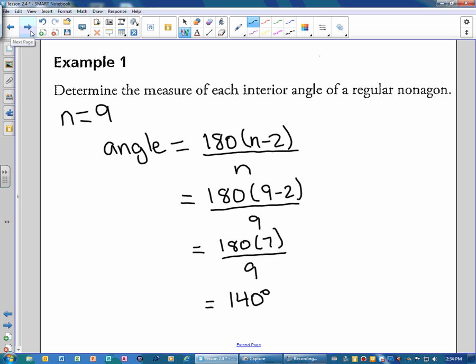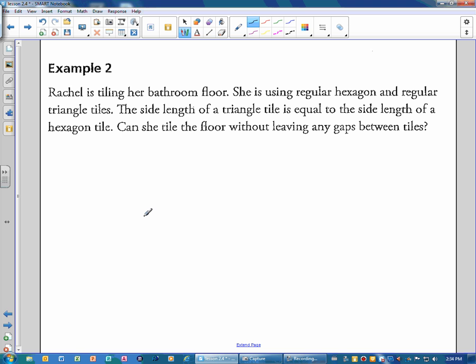Okay, next example. One of those real-life problems. Rachel is tiling her bathroom floor. She's using a regular hexagon and regular triangle tiles. The side length of a triangle tile is equal to the side length of the hexagon tile, meaning you can put them right next to each other and it will fully cover the space. Can she tile the floor without leaving any gaps between the tiles?